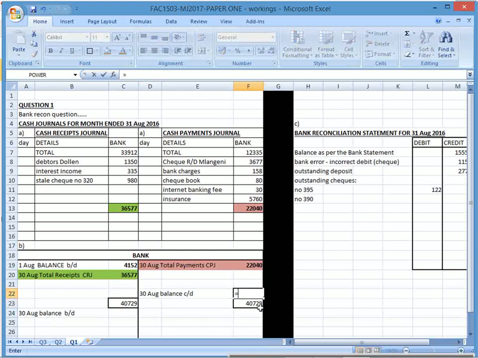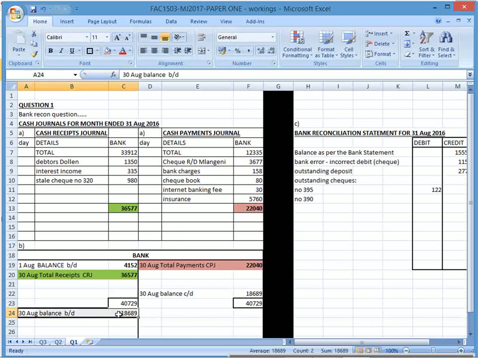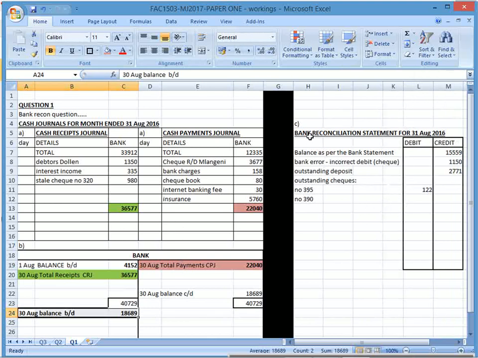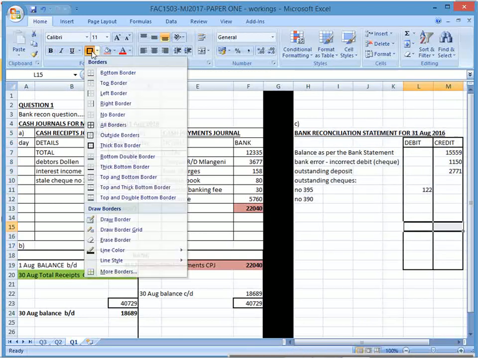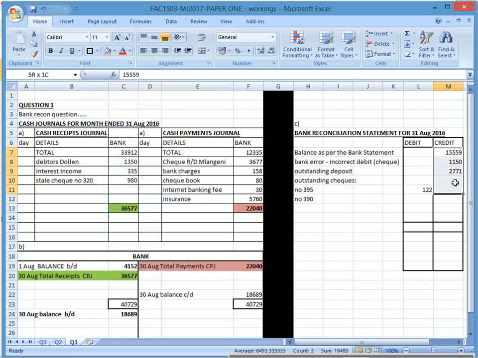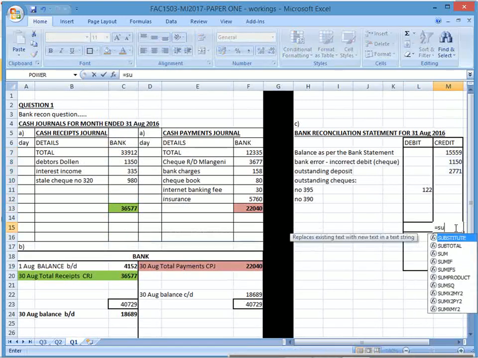Okay, so carry down balance will be the total minus that figure. And there's your closing balance for bank. Okay, so now we need to check, does our reconciliation balance? Well, looking at the bank recon, the same thing applies. You balance this account off. Which side looks bigger? This side looks bigger.